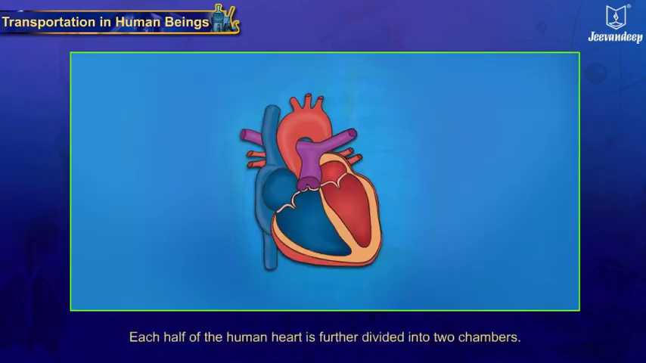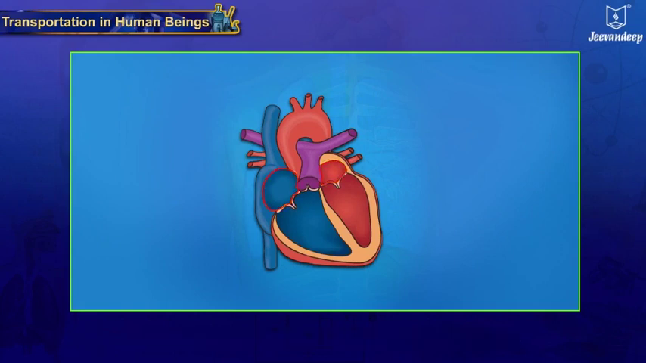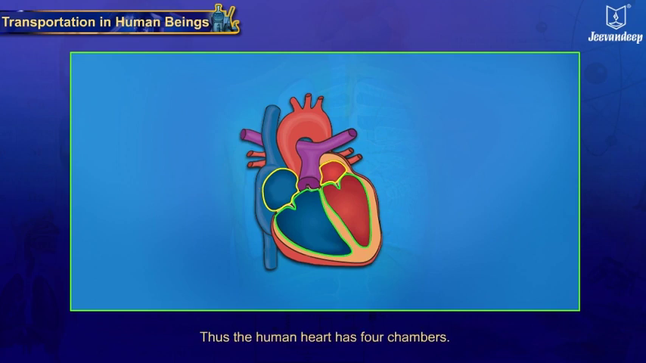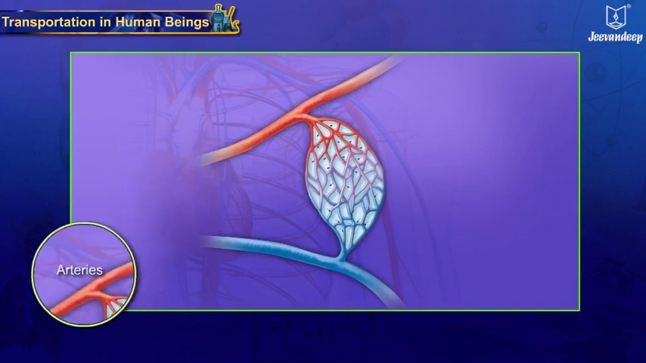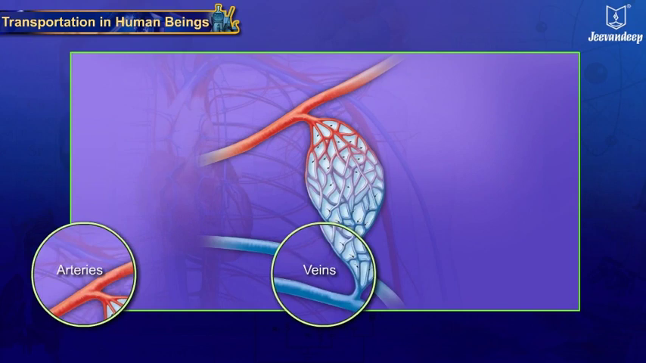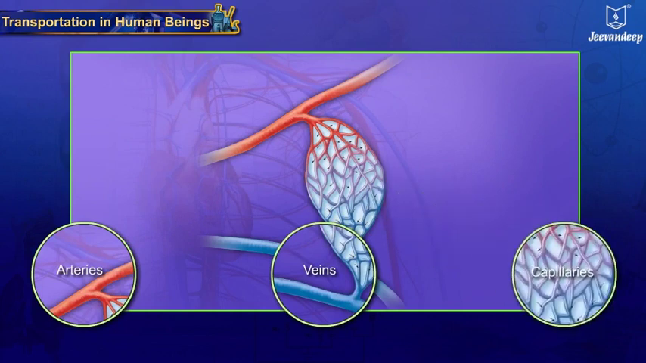Each half of the human heart is further divided into two chambers. The upper chamber is called the atrium, while the lower chamber is called the ventricle. Thus, the human heart has 4 chambers. There are 3 types of blood vessels in the human body, that is, arteries, veins, and capillaries.